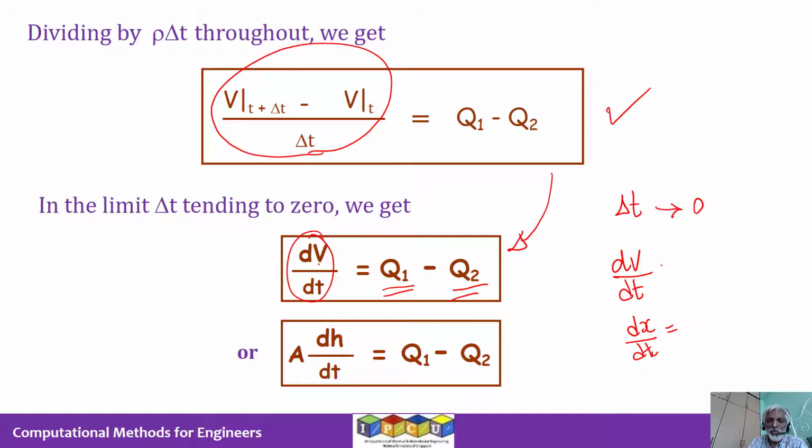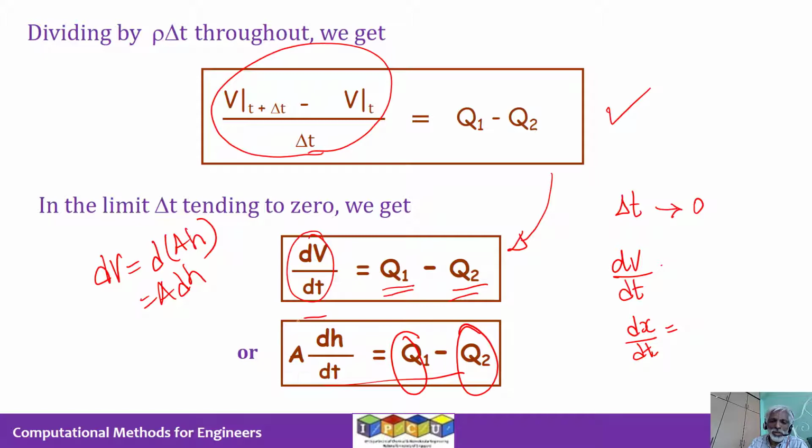We can now use V is equal to A times H and write this equation as dV is nothing but d of AH, because V is equal to AH. And since A is constant, we can take it out and replace dV by A dH. So when you do that, you get this equation. Now, this is the inflow, this is the outflow, this is the accumulation term.